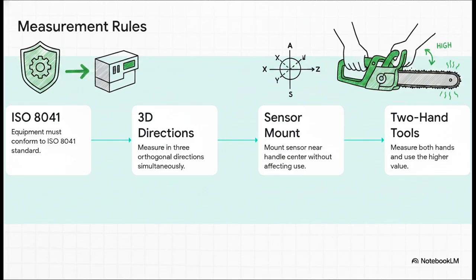And finally, here is a rule you can't forget. For machines held with both hands, like a chainsaw, you measure each hand separately. You don't average them out, ever. You determine the worker's exposure by taking the higher value of the two. We always evaluate based on the highest point of risk.